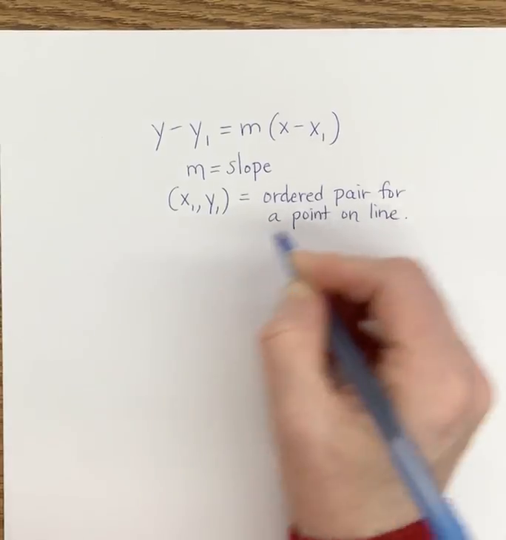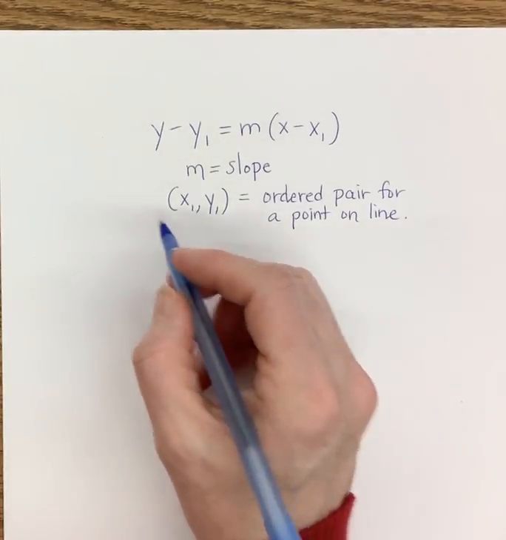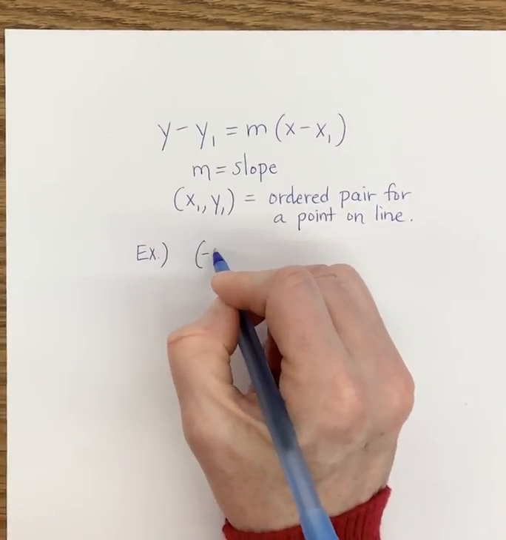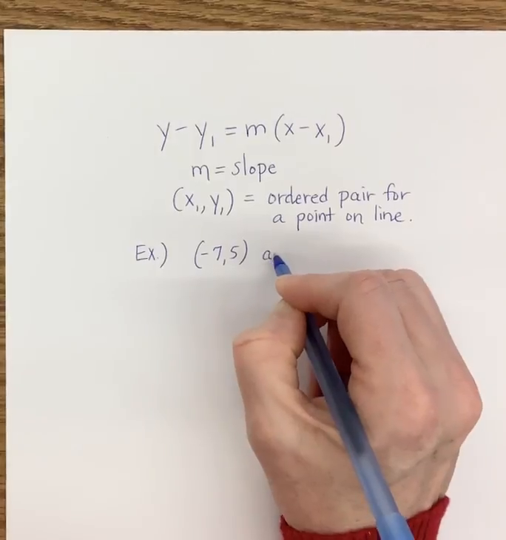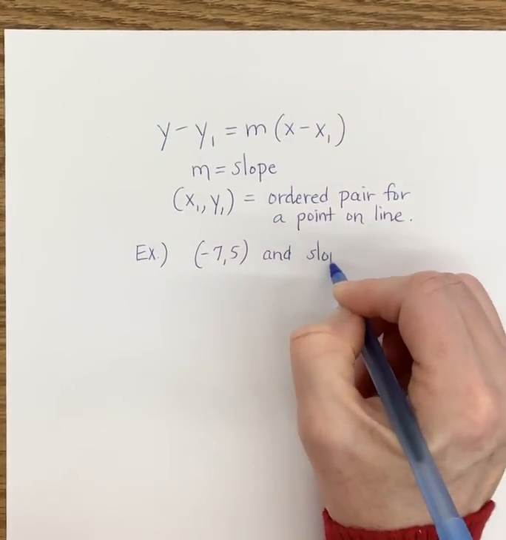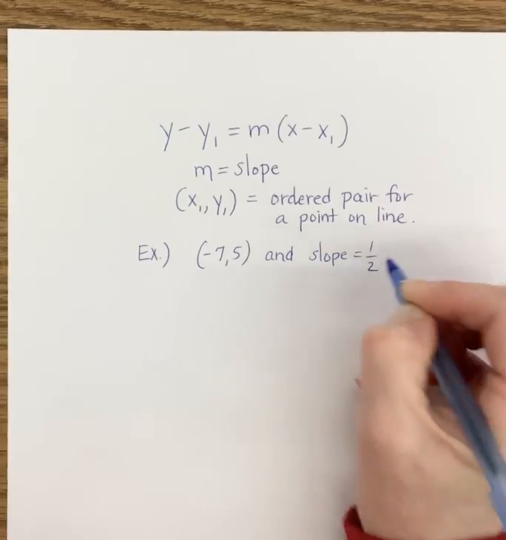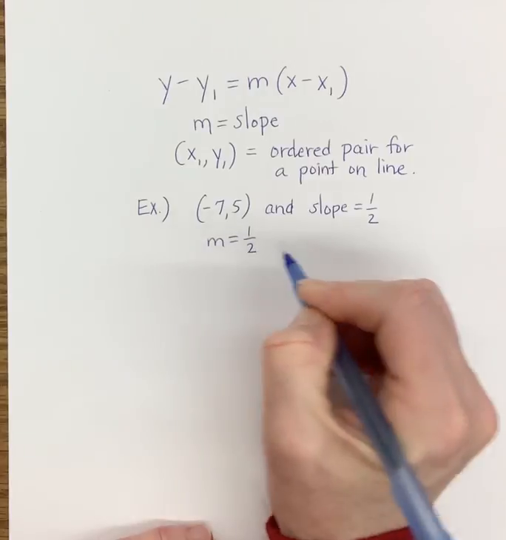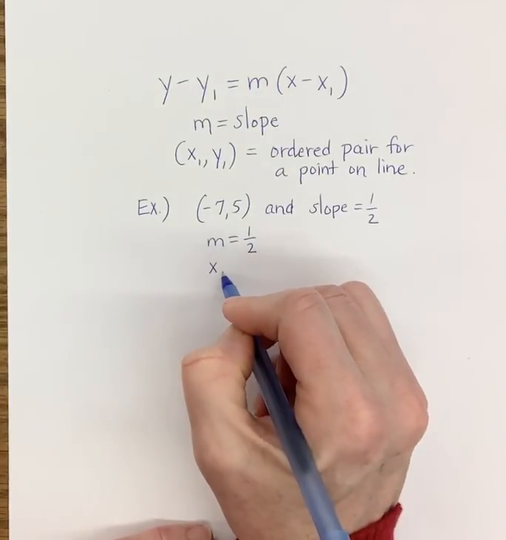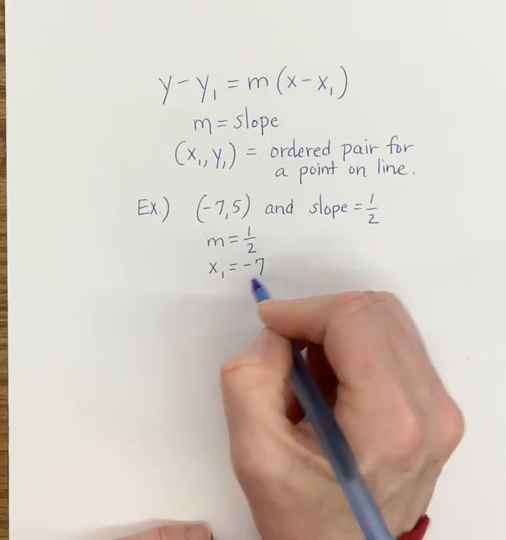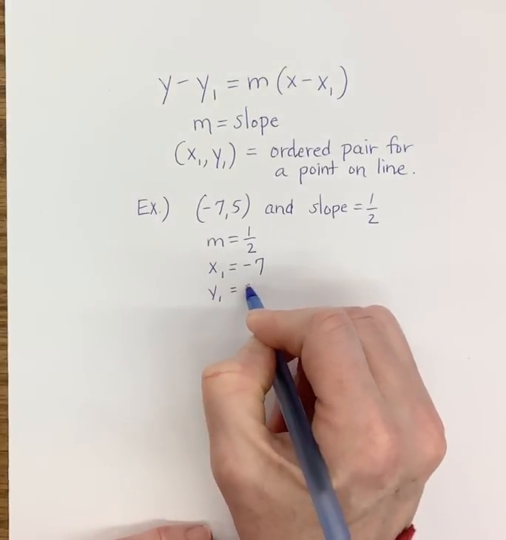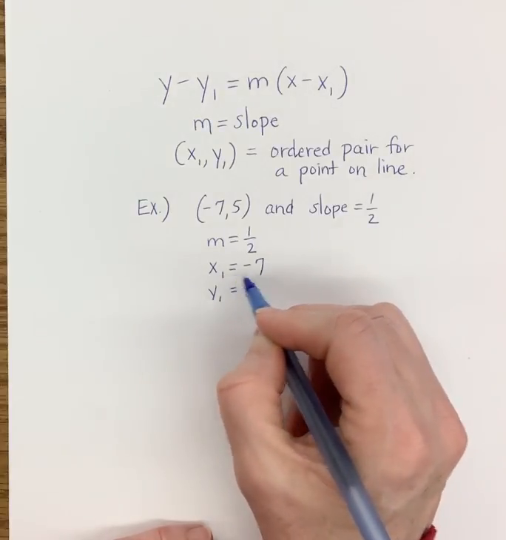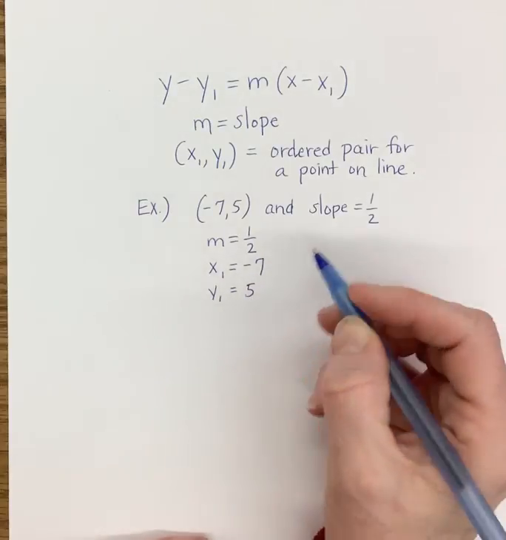In the first example, let's look at the information where we have one ordered pair, such as -7, 5, and the slope of the line, 1/2. In this problem, we know that m equals 1/2. That's the slope. X sub 1 would be -7, and y sub 1 would be 5. Again, an ordered pair representing -7 and 5 would show us one x coordinate and the y coordinate.